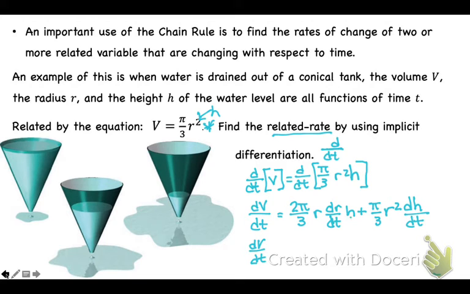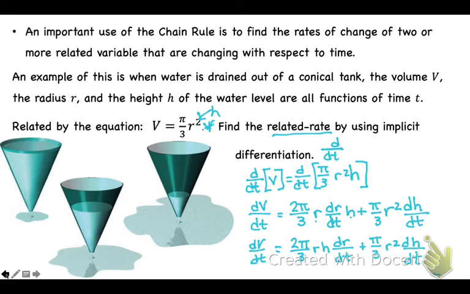Can we bring this h over here next to the r? Yeah. So you have 2 pi over 3 rh dr dt plus, and this one doesn't simplify anymore. I think in the book they factor out a pi over 3. Could I do that? Mm-hmm. Yeah.